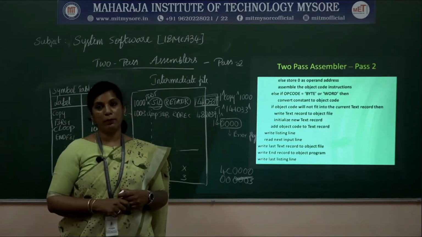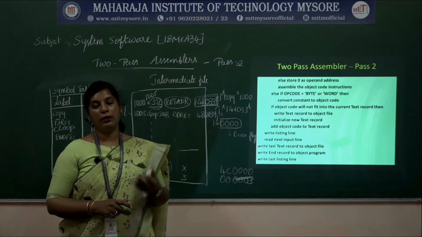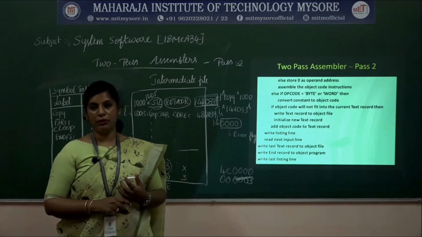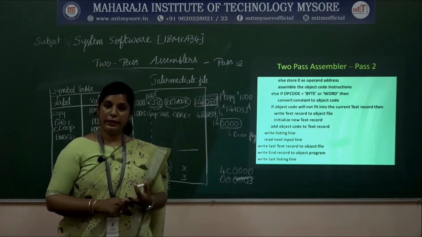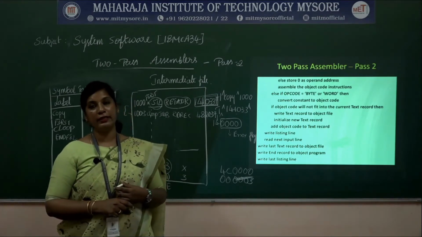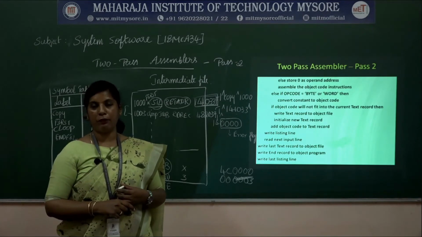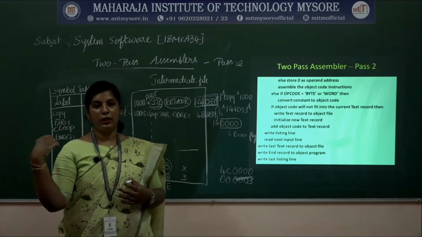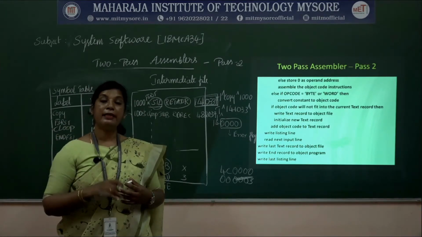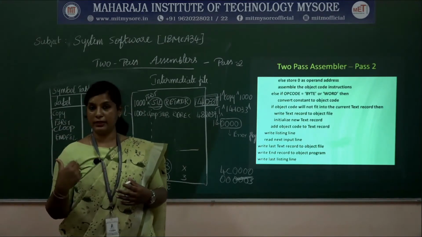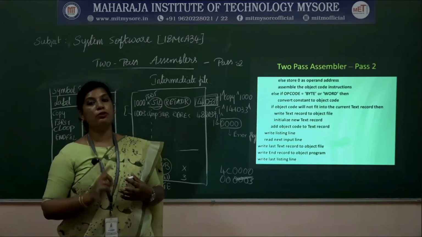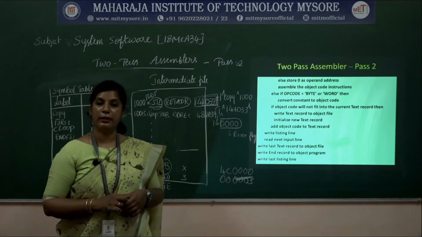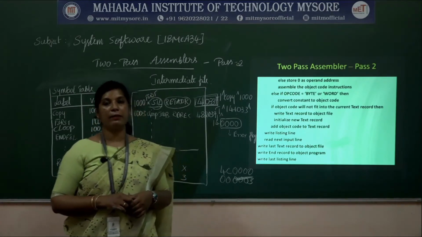To get that opcode, it is going to refer to the opcode table. Then it will move to the operand field. If there are any symbols, there are some possibilities. One possibility: the symbol is there, and the symbol is defined in the symbol table. Another possibility: the symbol is there, but it is not defined in the symbol table. Another possibility: there is no symbol in the symbolic field, because some instructions don't require any symbols, for example, the RSUB instruction.